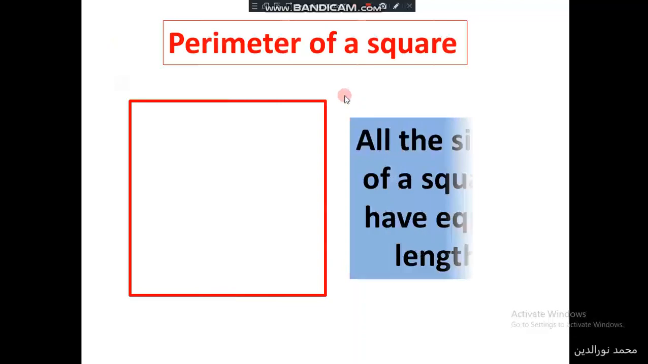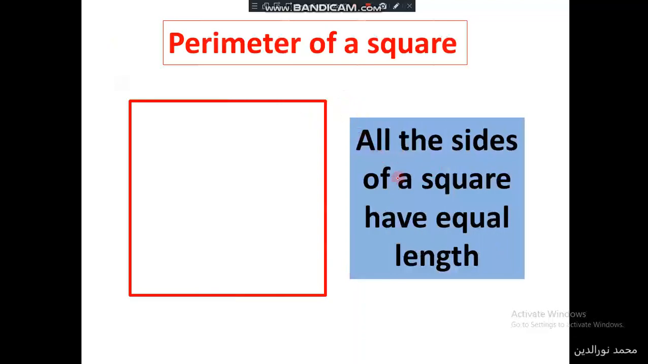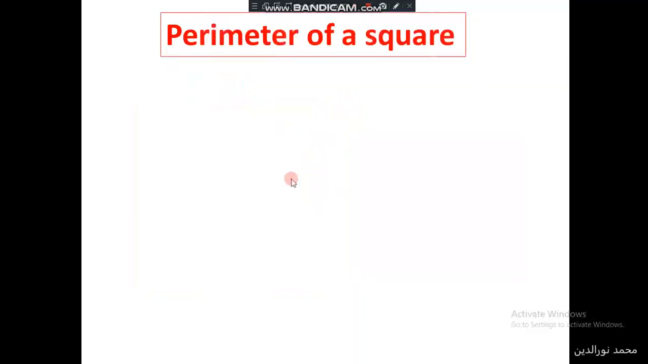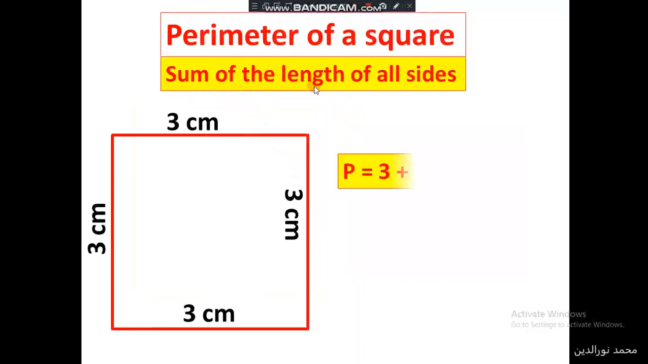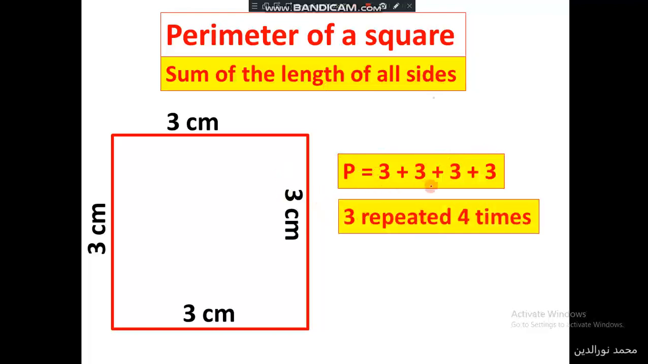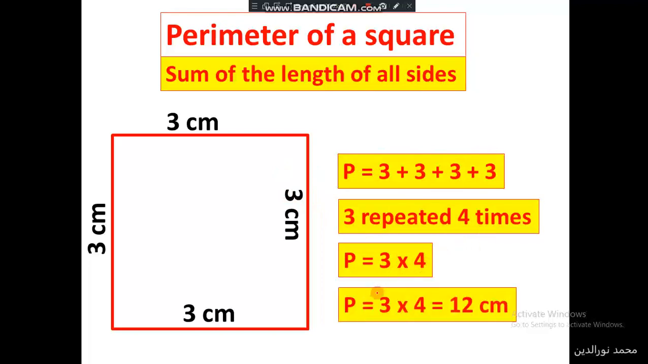Perimeter of a square. Notice that all the sides of a square have equal length. Assuming that one of the sides is 3 centimeters, then all the other sides are 3 centimeters. And if we want to find the perimeter, it's the sum of all the sides. So 3 plus 3 plus 3 plus 3. We add 3 four times. So we could write 3 times 4, since 3 is repeated 4 times. And then the answer is 3 times 4 is 12 centimeters.